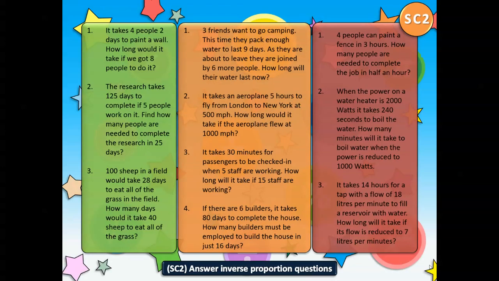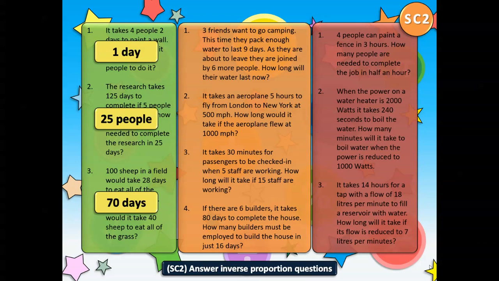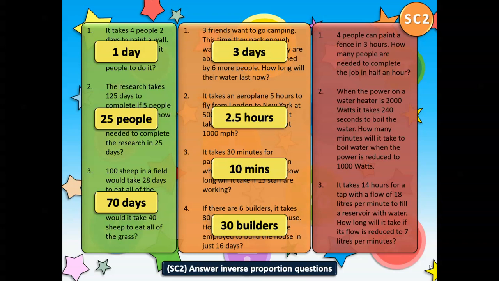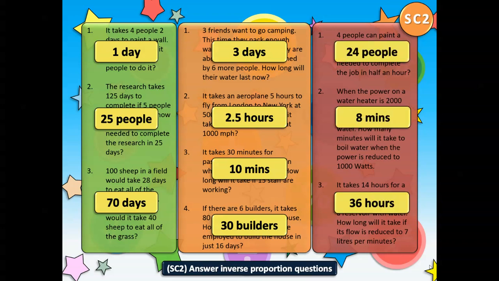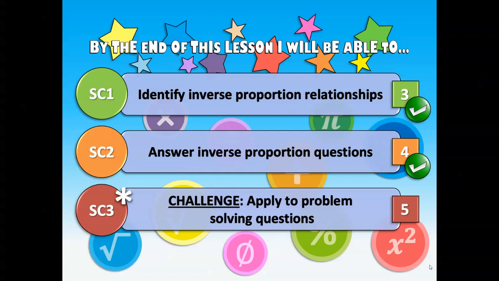Here are some questions for you to have a go at. Pause the video, and when you're ready to mark your work, press play. Here are your answers. So there's your green answers, there's your amber answers, and there's your red answers. And now we've completed success criteria 2.